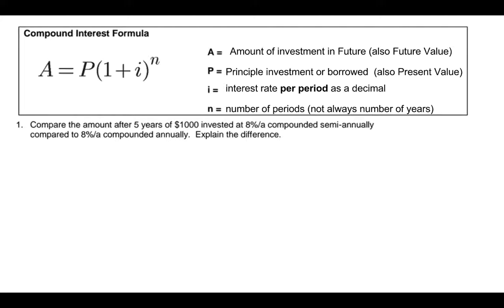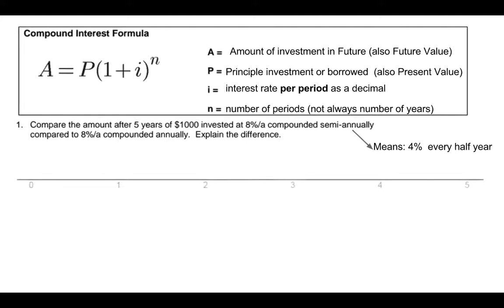So the first question, we're going to compare $1,000 invested for 5 years at 8% per year compounded semi-annually versus 8% per year compounded annually. What semi-annually means is basically like in the warm-up. It's 4% every half year. So not 8% per year at all, but 4% twice a year.